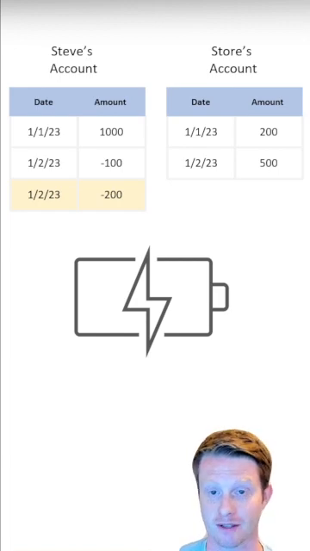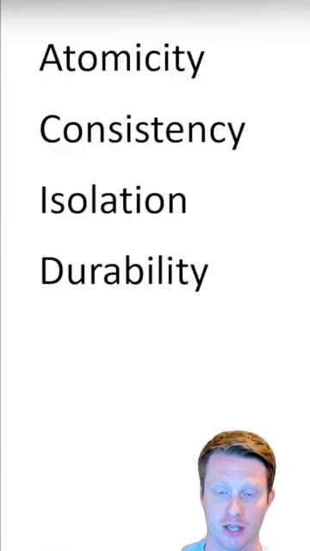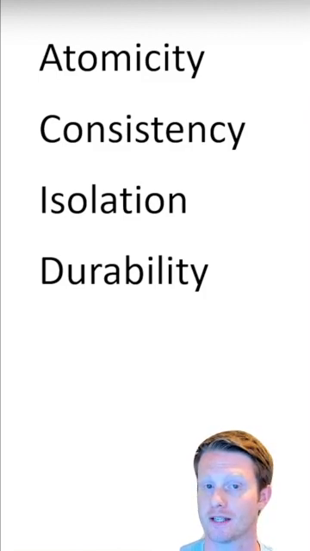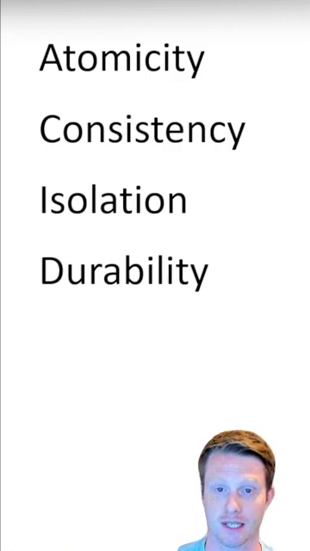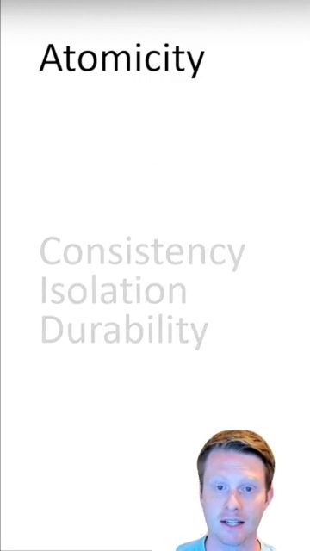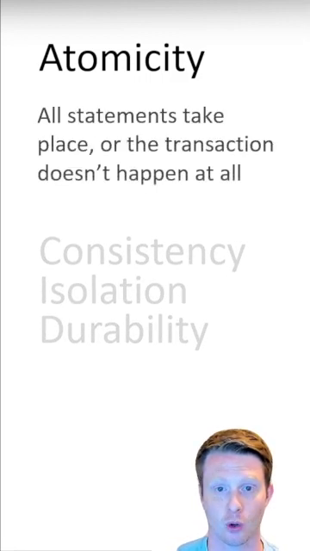And the store doesn't get that $200. So I'm going to be very annoyed and the store's going to be very annoyed. So ACID is an acronym which helps to stop items like this. And the first letter in it is atomicity. So this means that all statements take place or the transaction doesn't happen.